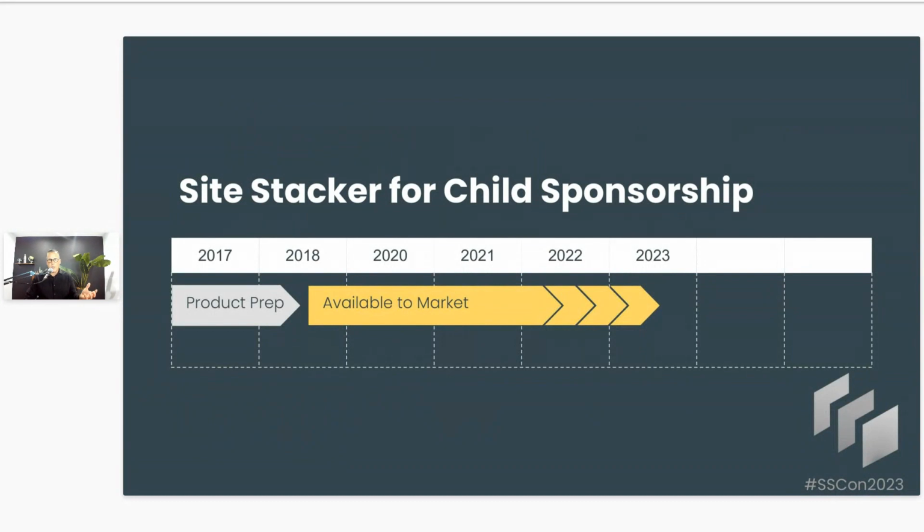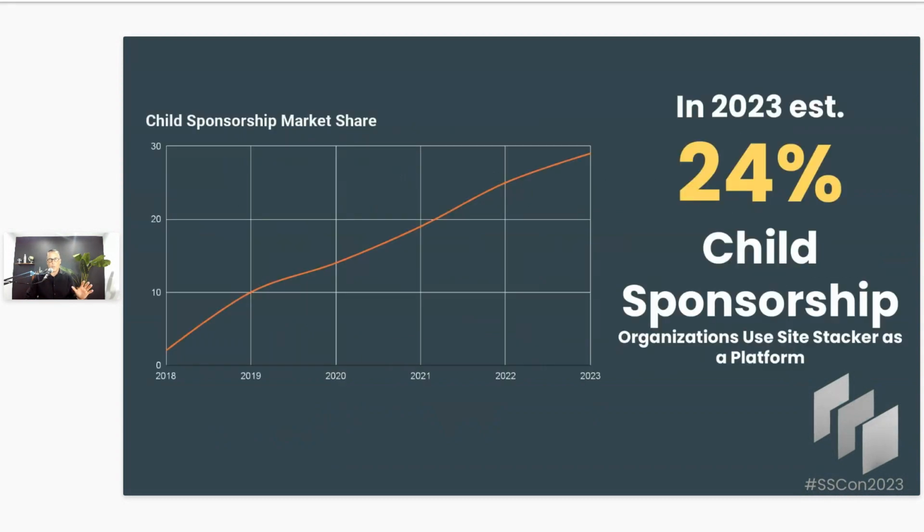Now for child sponsorship, you can see when we implemented child sponsorship on the SiteStacker platform, we were doing our product prep through 2017 up until about mid 2018. We started making child sponsorship, as a use case on SiteStacker, available to the child sponsorship organizations in 2018, and we continue to do that today. And this is what that has looked like for us. Starting in 2018, we have gone on a pretty steady, straight up growth trajectory to where, as of today, about 24% of US-based child sponsorship organizations are using the SiteStacker platform. And I think it's probably about the fastest growing software platform of its type amongst child sponsorship organizations for sure.